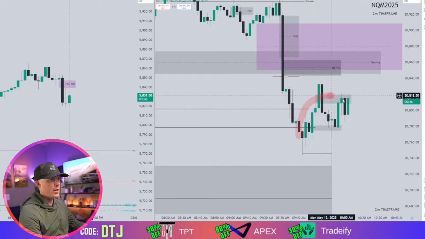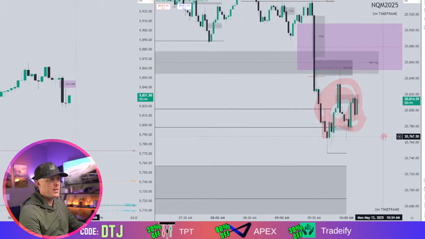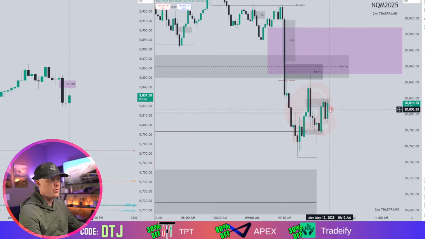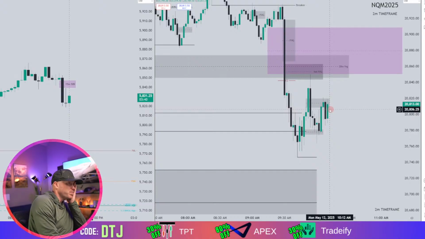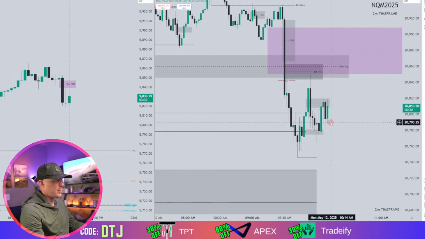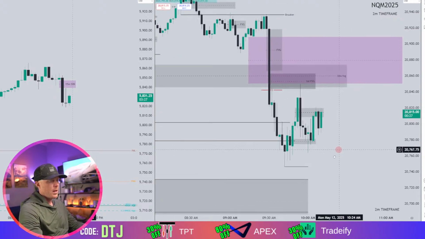I'm not going to go long in any of this. This is, to me, consolidation. To me, this is potential fake out area. If it was going to run, it would have ran right around 10 o'clock. But it didn't. It's consolidating. So here's my expectation.